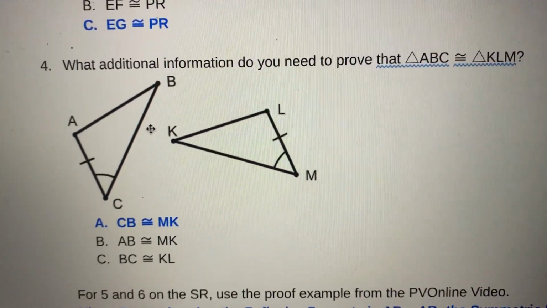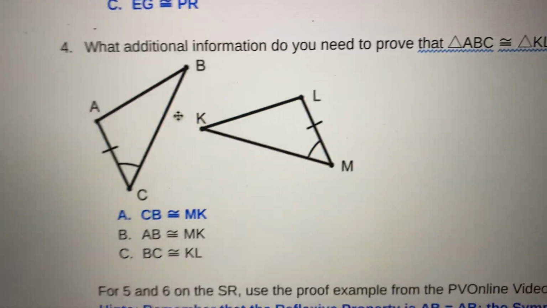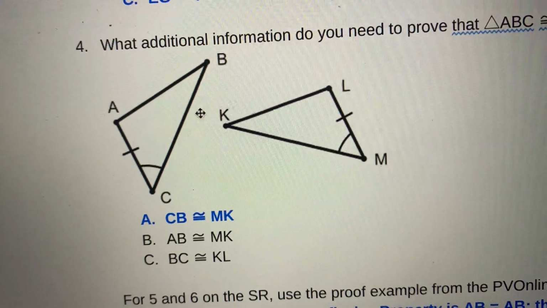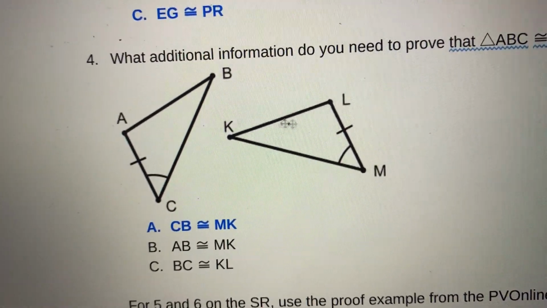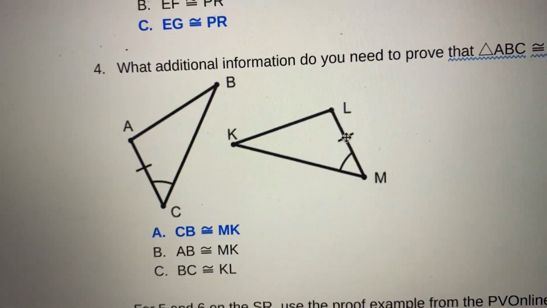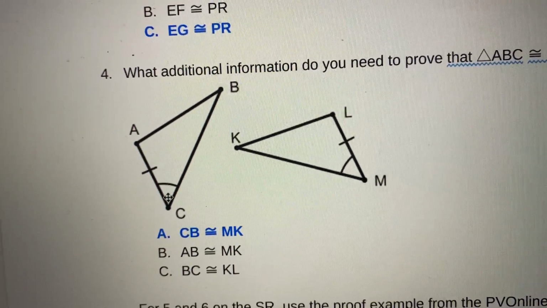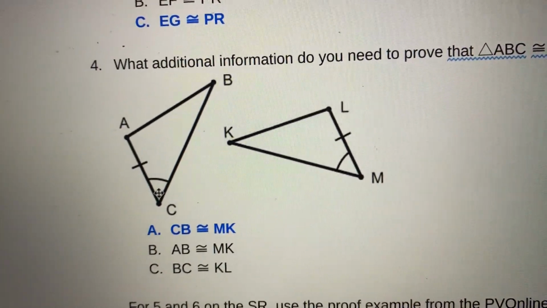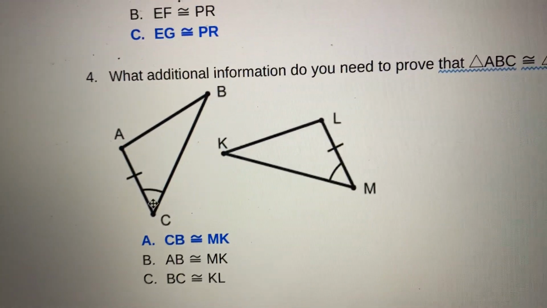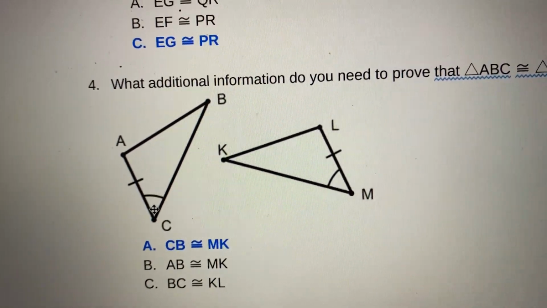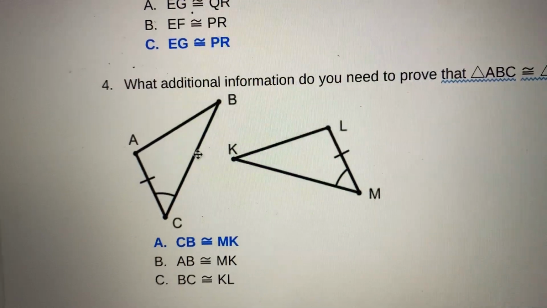What additional information do we need to prove that ABC is congruent to KLM? So for this one, we actually have one side and one angle. So we have a side here, AC, and a side here, LM. We have an angle here, M, and is congruent to C. So we know we're not going to use side, side, side. We're going to use side, angle, side because we have one angle in there. So you remember that the angle has to be in between the two sides.